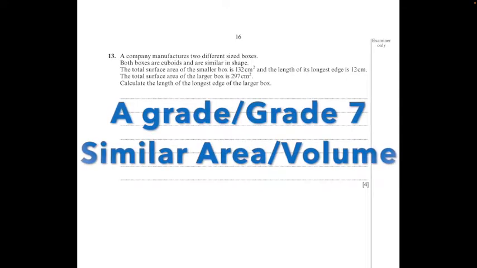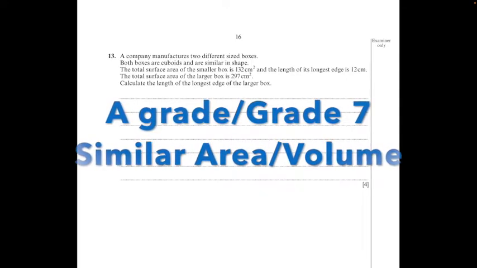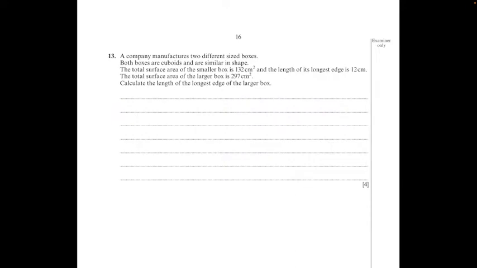Okay, so in this question it says a company manufactures two different sized boxes. Both boxes are cuboids and are similar in shape. The total surface area of the smaller box is 132 centimeters squared and the length of the longest edge is 12 centimeters. The total surface area of the larger box is 297 centimeters squared. Calculate the length of the longest edge of the larger box.